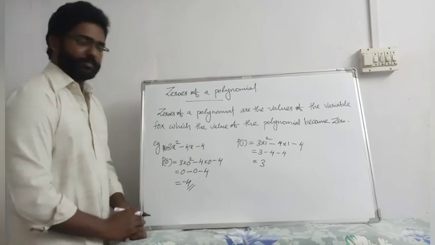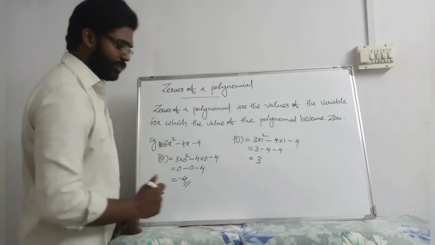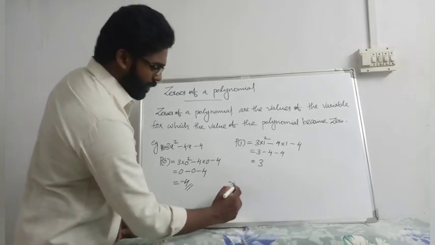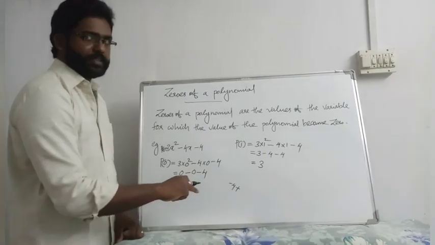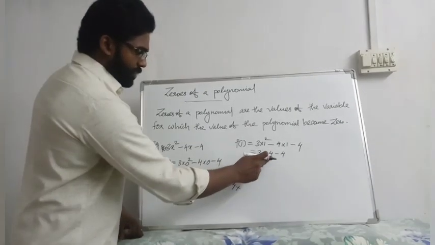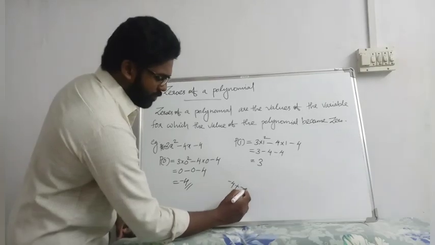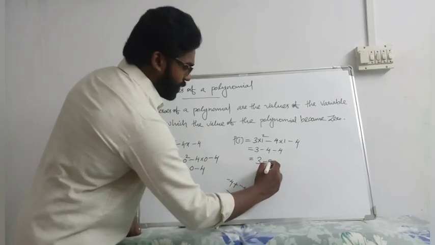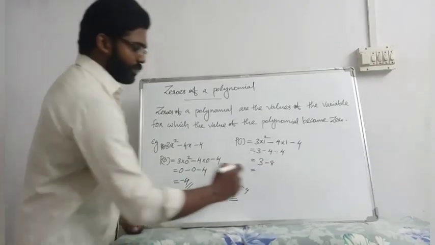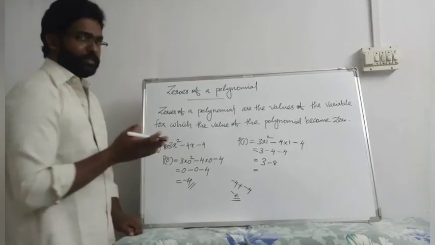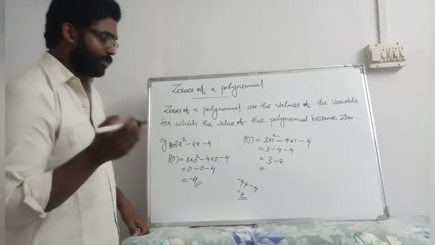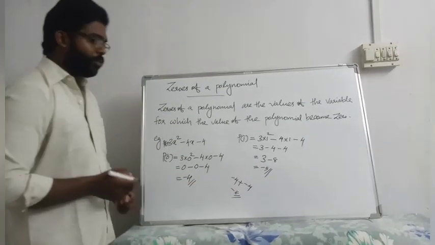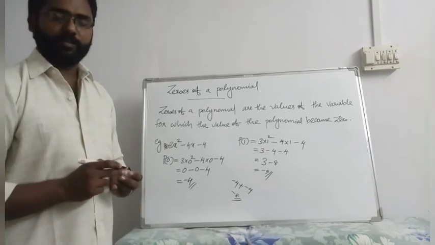Subtraction of integers. To subtract integers, first write the first integer, then add the additive inverse of the next one. The first integer is minus 4, the second one is 4, the additive inverse of 4 is minus 4. Minus 4 plus minus 4 is minus 8. So 3 minus 8, again subtraction of integers, which we studied in the 7th standard. So 3 minus 8, the value is minus 5. Again the polynomial is not 0.